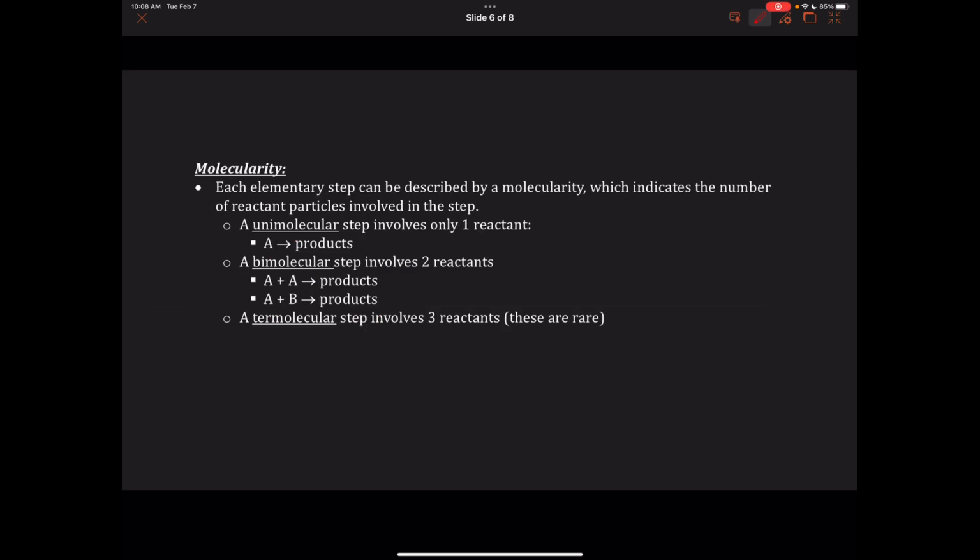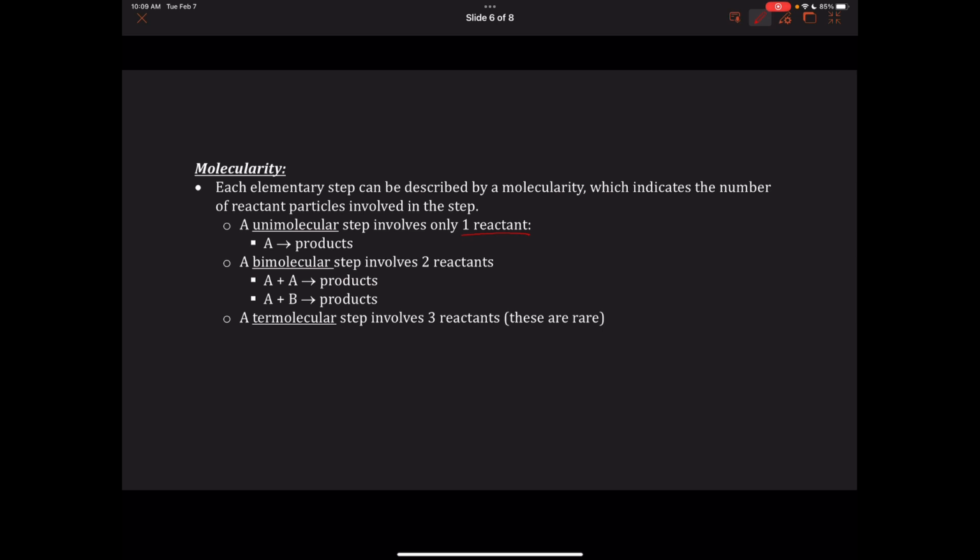Now, when we talk about our elementary steps, the elementary steps can be described by something called a molecularity. The molecularity indicates the number of reactant particles involved in each step. A step is described as being unimolecular if it involves only one reactant. So here we have the example of A producing products. So A is not interacting with anything else. It's not interacting with another particle of A. It's just randomly breaking apart into something else.